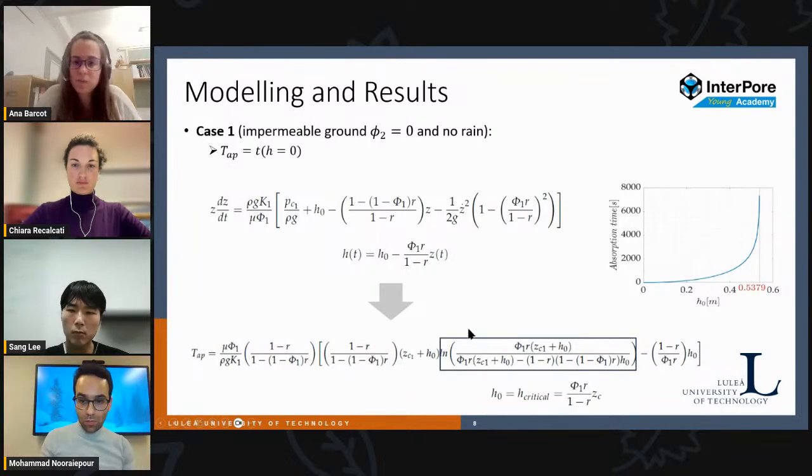And from the logarithmic condition, we can derive the critical value for the initial pond depth. If we, for example, fix the initial pond depth, we can also derive the critical value for other parameters such as the surface ratio or the porosity. In this case, I'm talking about the critical value of the initial pond depth. And also when we performed the numerical simulations, we got the same value. Also here the Z represents the capillary height, which is the capillary pressure divided by density times gravity.